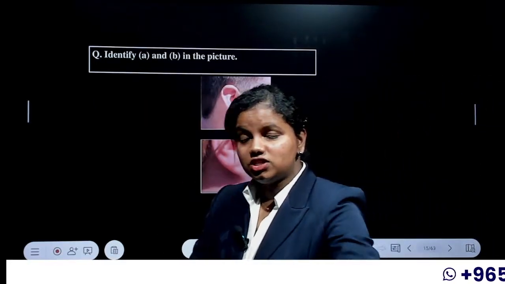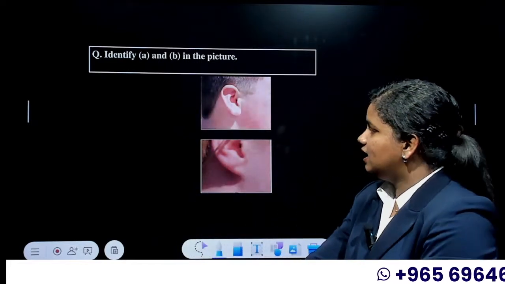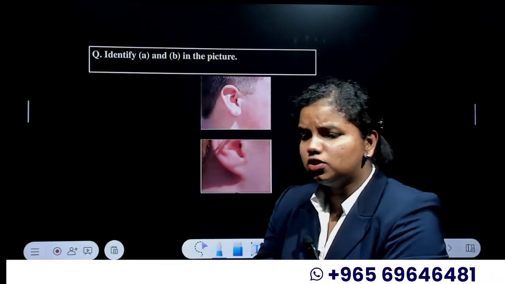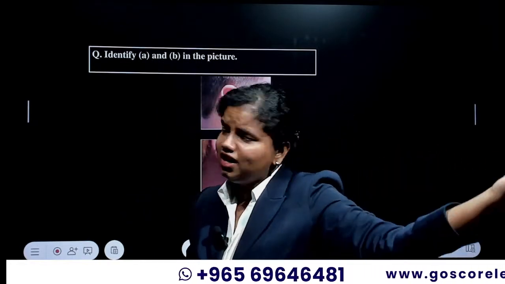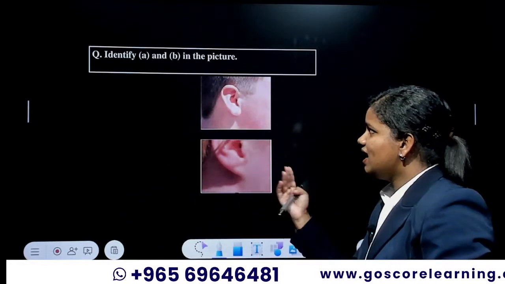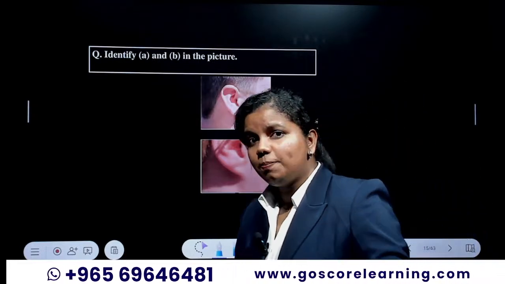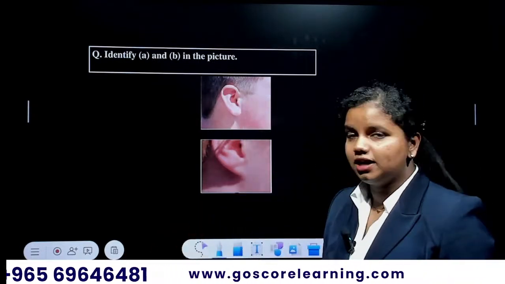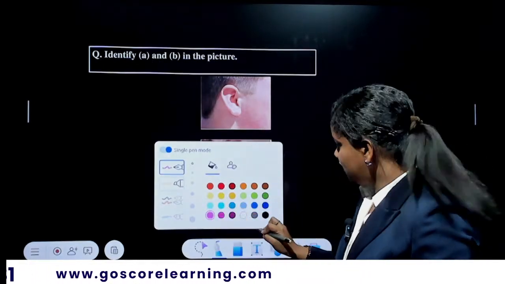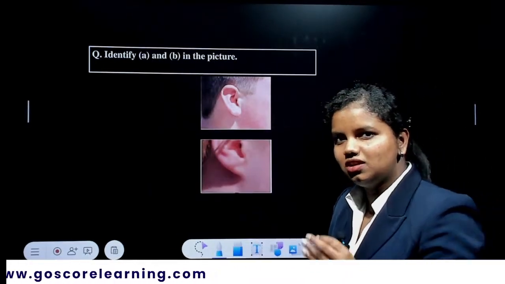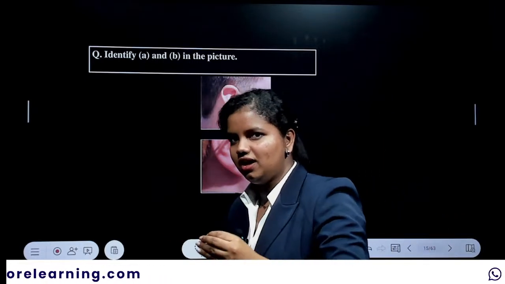Now, there is another question. Identify A and B in the picture. Simple question. If you know the concept that I just said, you can answer it just like that. What is A and what is B? If you don't know the topic, you would say these are different types of ears. But if you know the topic heredity, you should answer this question in a very professional way.